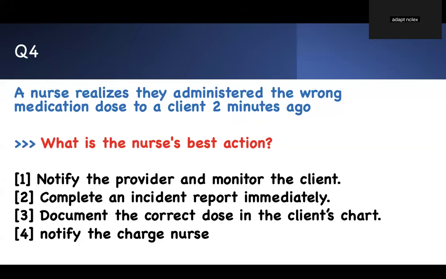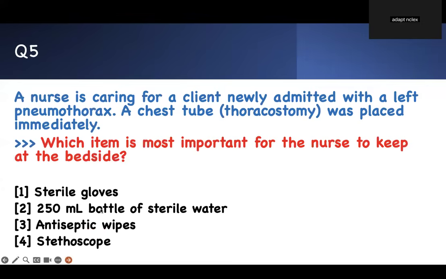I know sometimes they use words in the question, but you have to step back and eliminate other answers. You can see number 4 is irrelevant. Number 3 is irrelevant. Number 2 is irrelevant. So even though it says monitor, it means you are assessing the client. You're looking at them. You've already given them the medication, so you're seeing what effect the medication would have because you gave the wrong dose. So number 1 is your right answer.